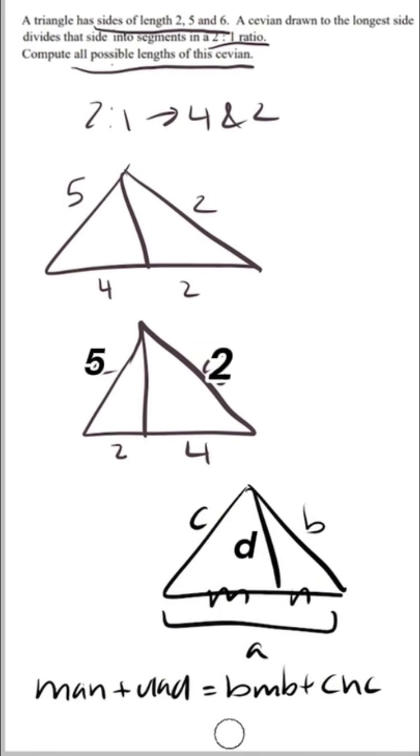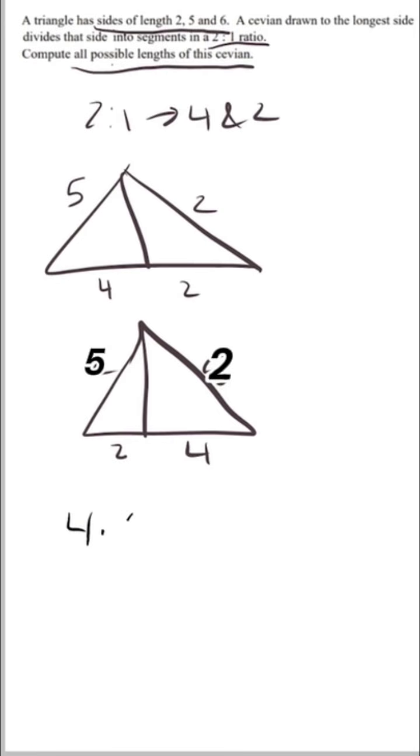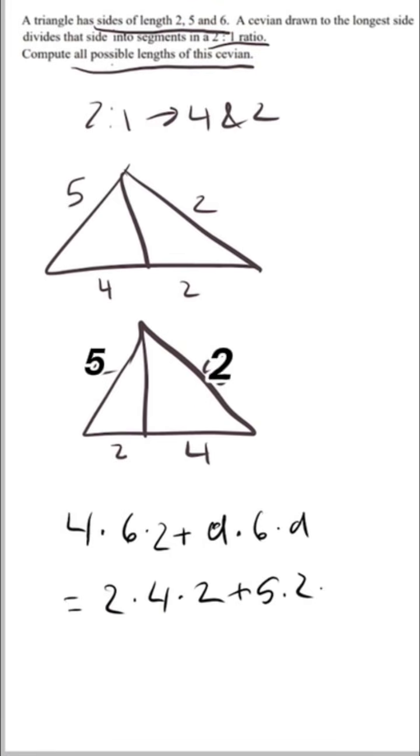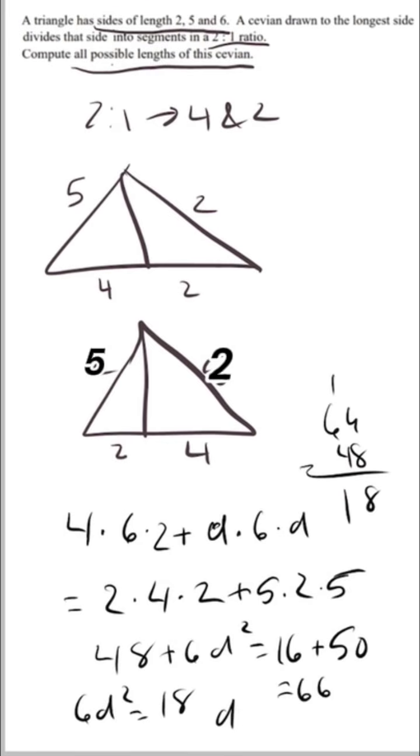Don't ask me. Now using this theorem on the first figure, we get 4 times 6 times 2 plus d times 6 times d equals 2 times 4 times 2 plus 5 times 2 times 5, which would give us that d equals the square root of 3.